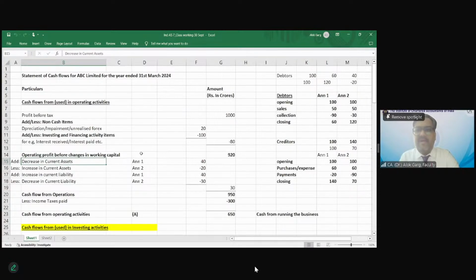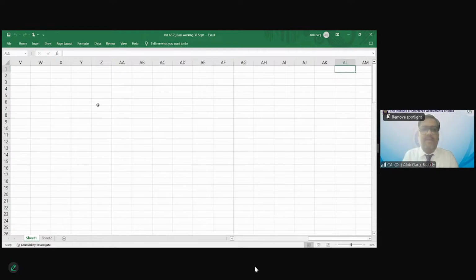Friends, I have an opening balance of debtor of 100 rupees. My sales during the year are 50 rupees, and my closing balance is 60 rupees. It means I have received cash of 90 rupees.